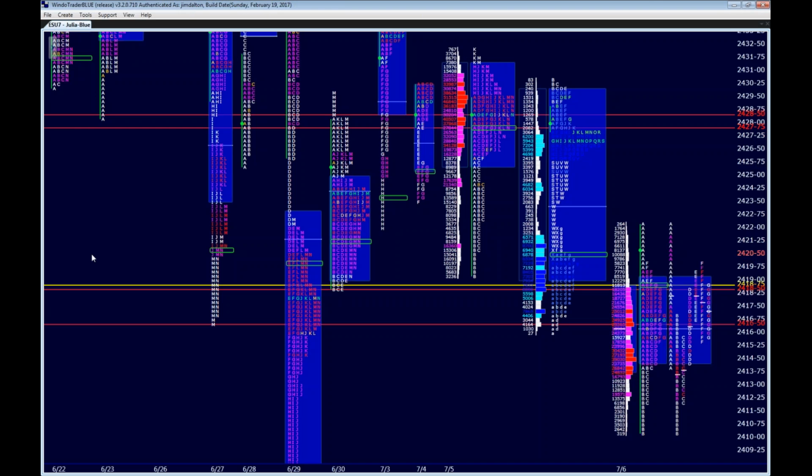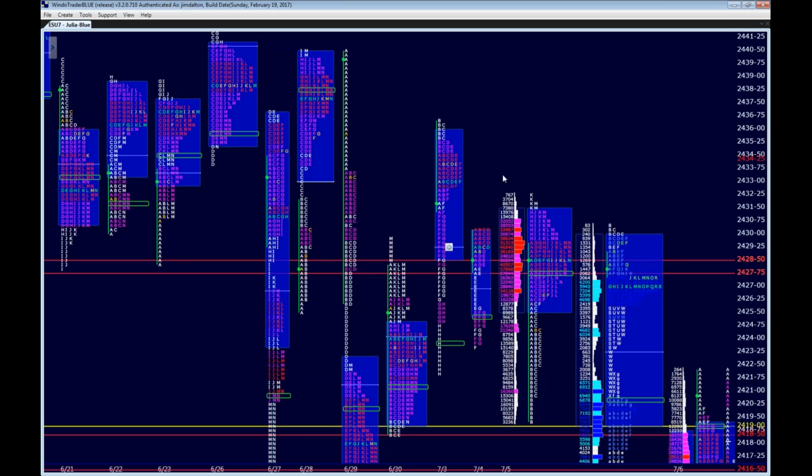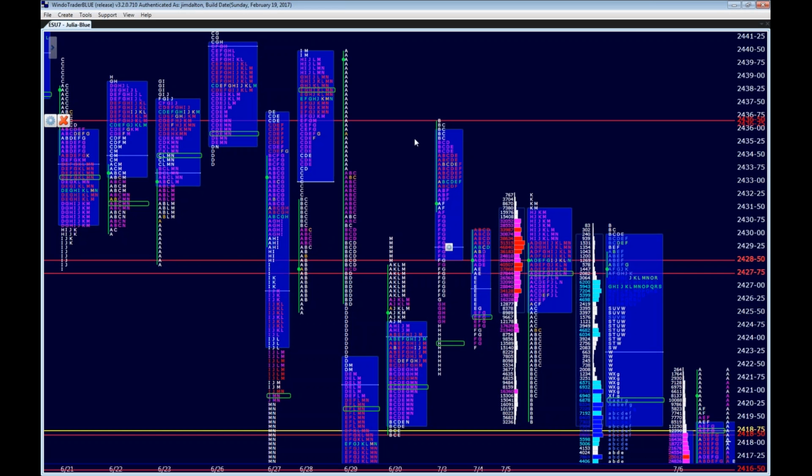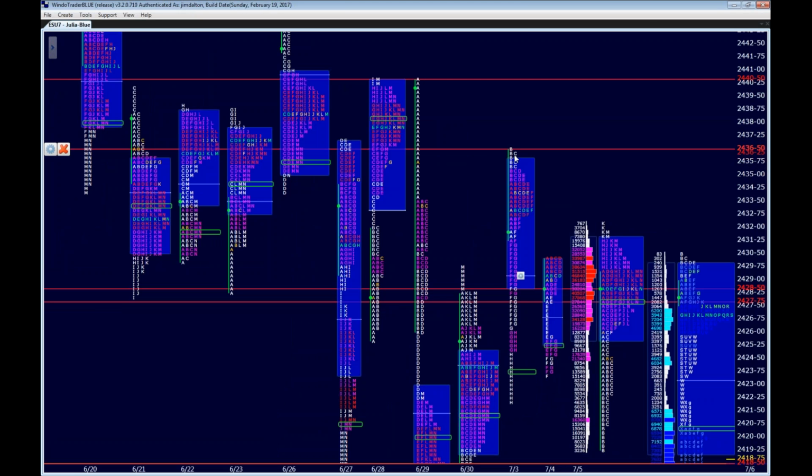But additionally, if you can go up and show the highs, I want to point something else out up here. If you look at the high that Julia just mentioned from July the 3rd, you will see that it has no excess. In other words, there are no single prints. So that's considered a poor high because there are no single prints.